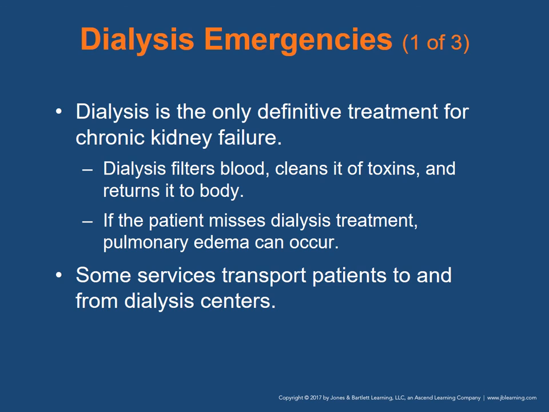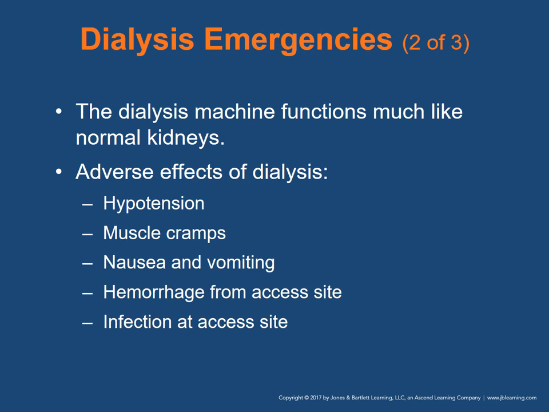If a patient misses a dialysis treatment, pulmonary edema can occur, that fluid starts building up in the alveoli and the lungs. Some services transport patients to and from dialysis centers. The dialysis machine functions much like normal kidneys. Adverse effects of dialysis: hypotension, low blood pressure, muscle cramping. Again, that's due to hypokalemia, which is low potassium levels in the blood. Nausea and vomiting, hemorrhage from the access site.